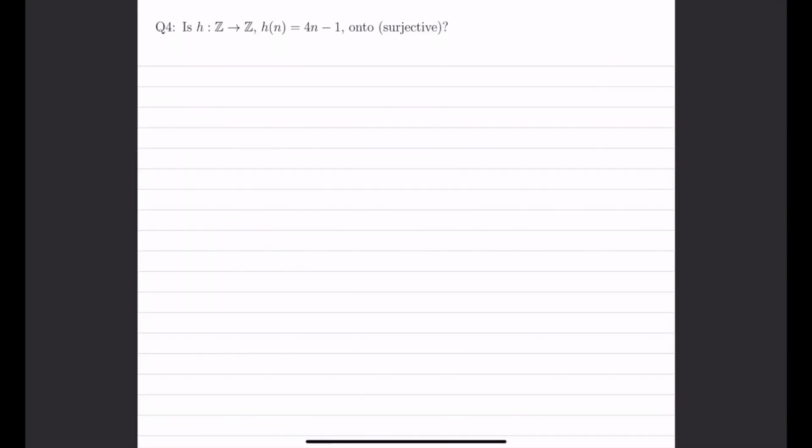In question 4, we check whether this h function from the set of integers to the set of integers, given by h of n is equal to 4 times n minus 1, is onto. And the idea is that h of n is equal to 4n minus 1, which is congruent to 3 mod 4. So obviously it cannot be onto because an integer will not have a pre-image unless it is also congruent to 3 mod 4.